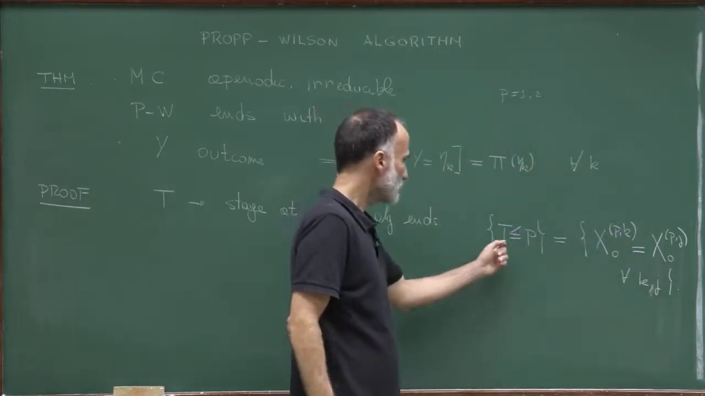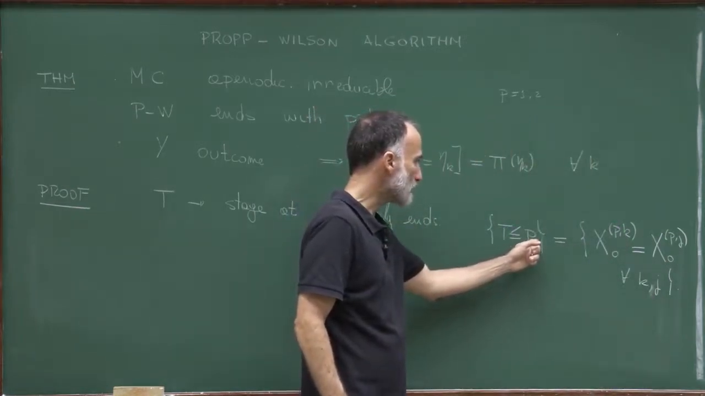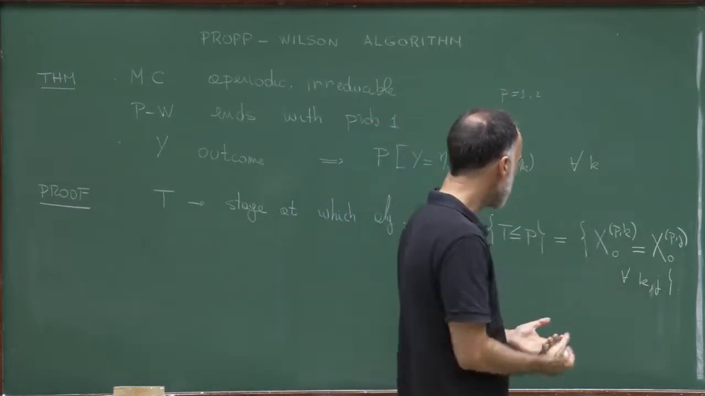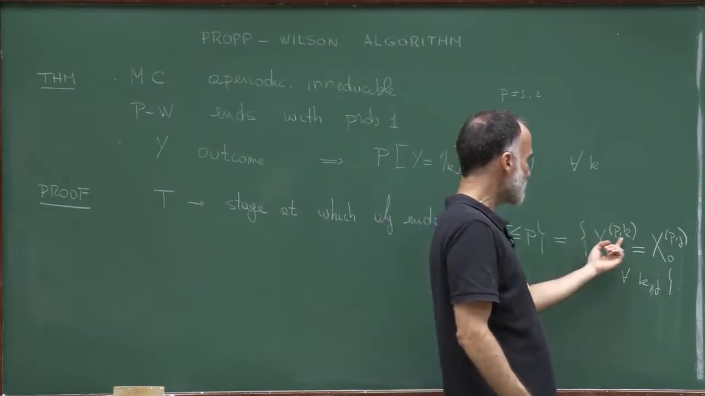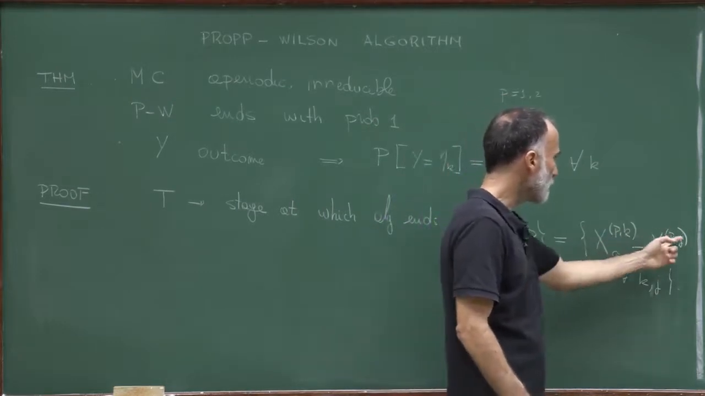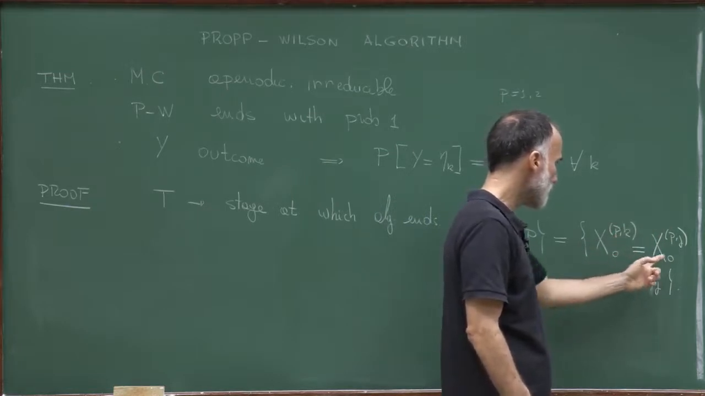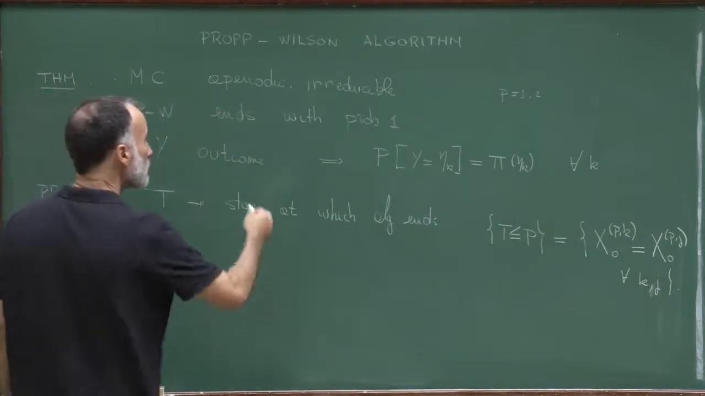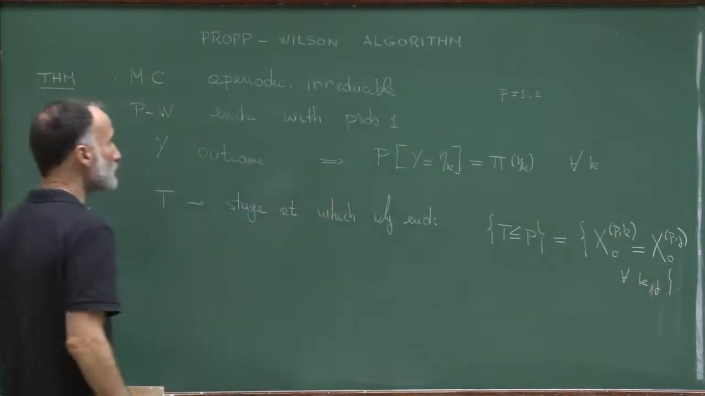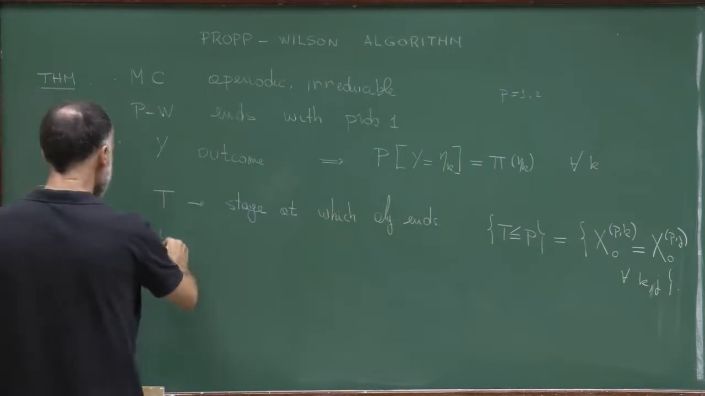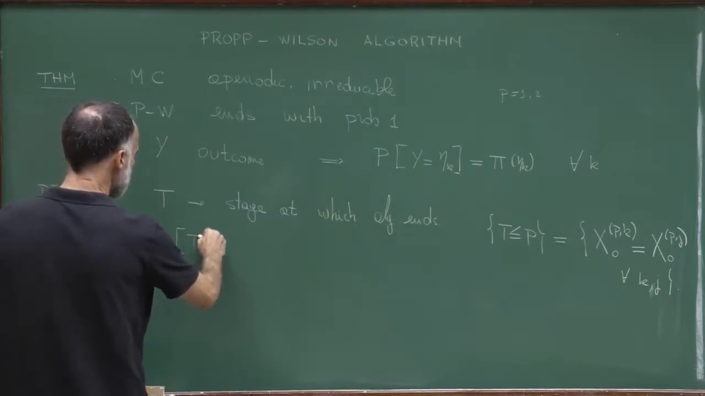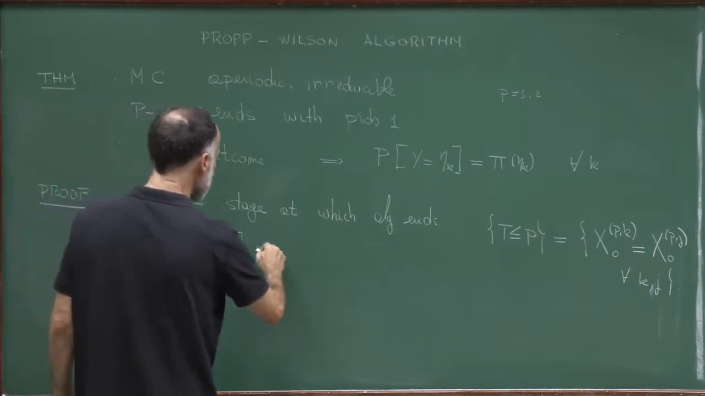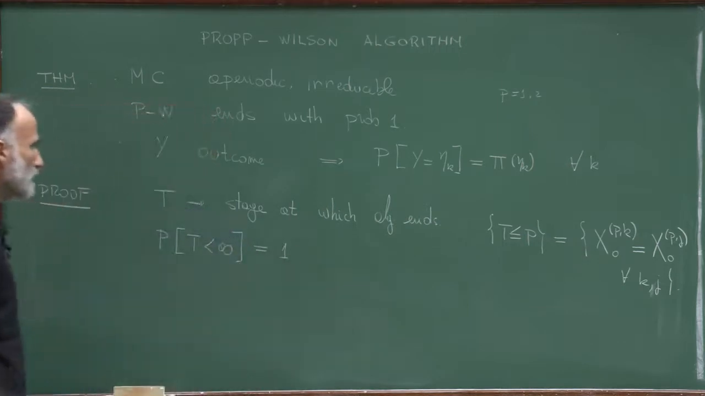So, meaning that the algorithm ended before or at time at stage p means that if I run the algorithm at stage p for any two different configurations, the result I get at time 0 is the same. So, saying that the algorithm ends with probability 1 means that the probability that T is less than infinity is equal to 1. So this is the hypothesis.